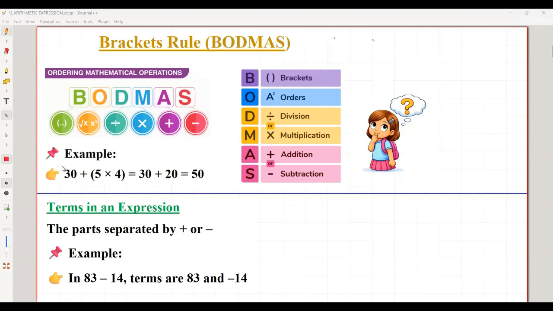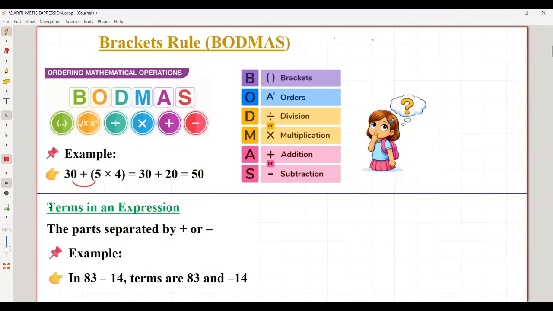For example, it's given 30 plus 5 into 4. We have to solve this. If you don't know the BODMAS rule, what will you do? 30 plus 5, then multiply with 4, that is the wrong answer. You will not get the correct answer, so you will apply the BODMAS rule.